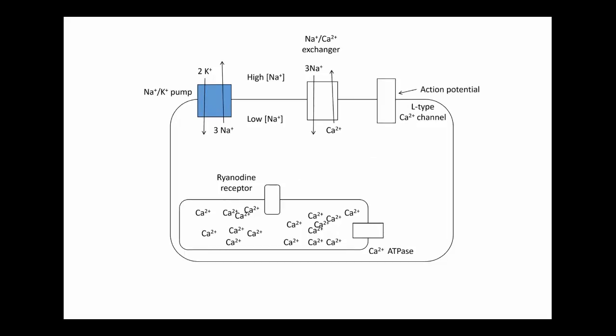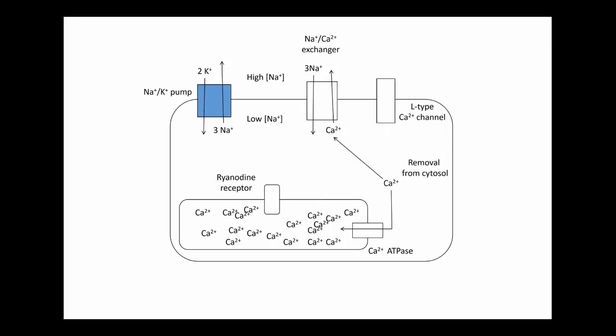So when an action potential travels down the cardiomyocyte, it results in opening of this L-type calcium channel. That allows calcium to flow down its concentration gradient into the cytosol. This calcium can bind to the ryanodine receptor, and when it does so, it triggers the release of calcium from the sarcoplasmic reticulum into the cytosol, and that's what's known as calcium-induced calcium release. So the calcium that enters the cytosol from both of these sources can bind to the contractile filaments inside the cell and induce muscle contraction.